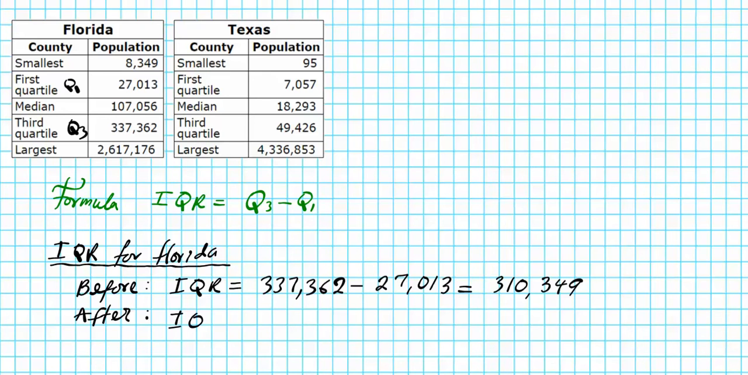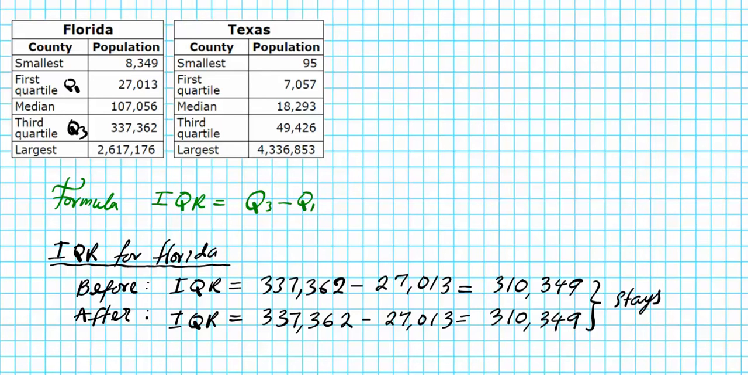Guess what? The interquartile range is going to be 337,362 minus 27,013. Wait a minute, what just happened? These two are exactly the same. Why is that the case? Remember, Q1, Q2, and Q3, including the maximum or the largest, were unchanged for Florida. Only the smallest got changed. So that means that the interquartile range will remain unchanged. So we can just say it stays the same.